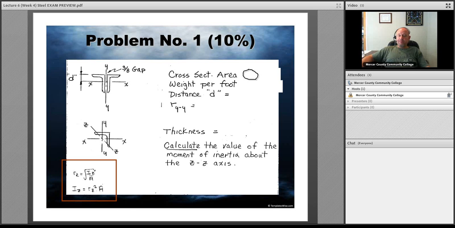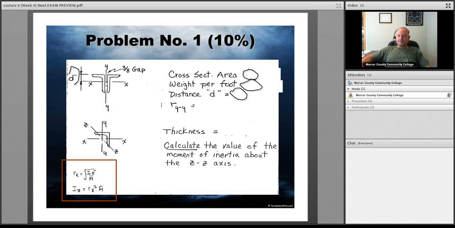For weight per foot, there's a table in your book for double angles, and one of the columns says weight per foot. So you'll put that in. I ask you for a distance D. If you look in your blue book, that distance is given, but they don't call it D. They call it something else. So you're going to go find that distance. Don't worry that they're calling it something different than D. Then you report that as distance D.